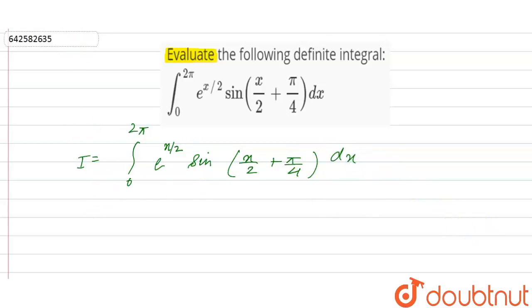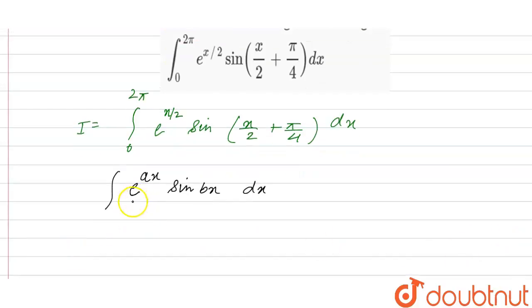So we have this integral, and we have the integral of e raised to power ax sine bx with respect to dx here. In this type of question, we solve by applying integration by parts. So this will be the first function and this will be the second. So we apply by parts.